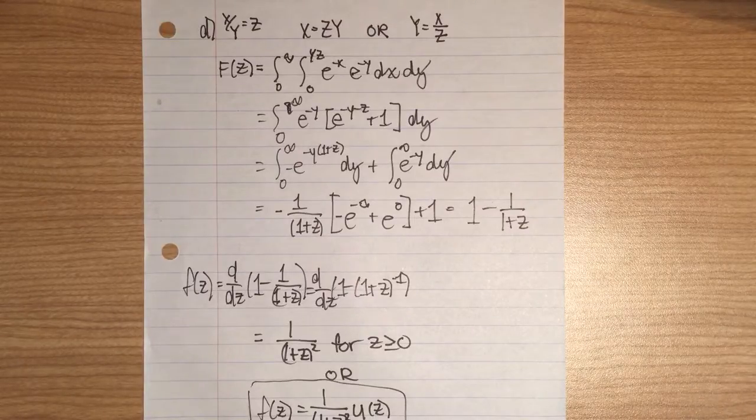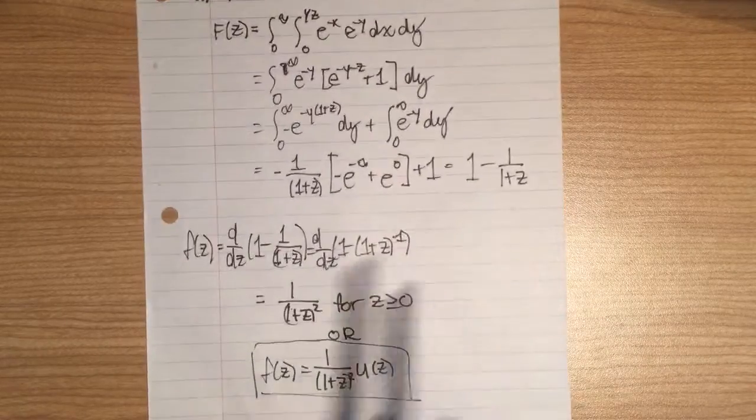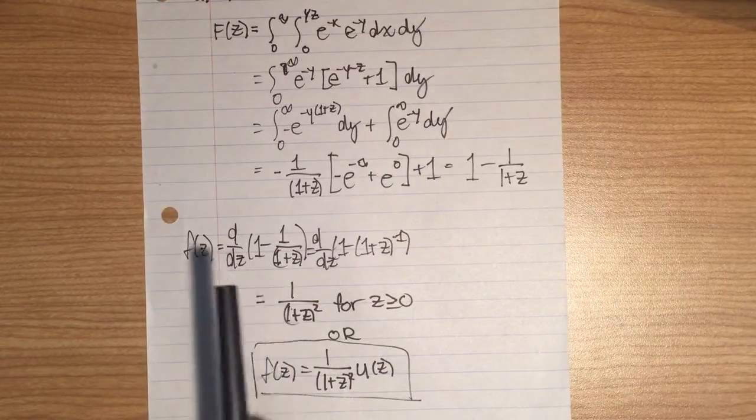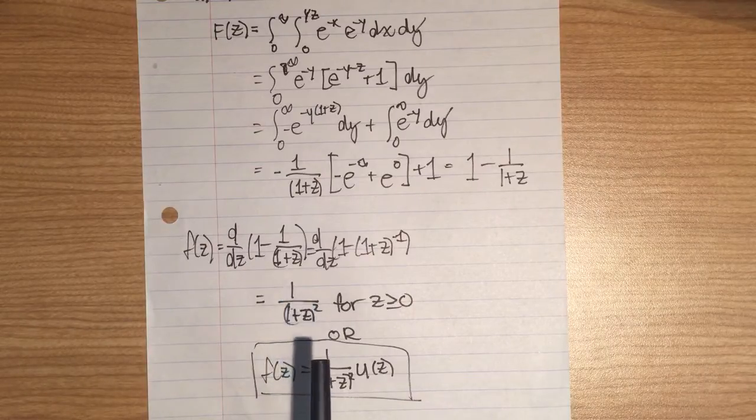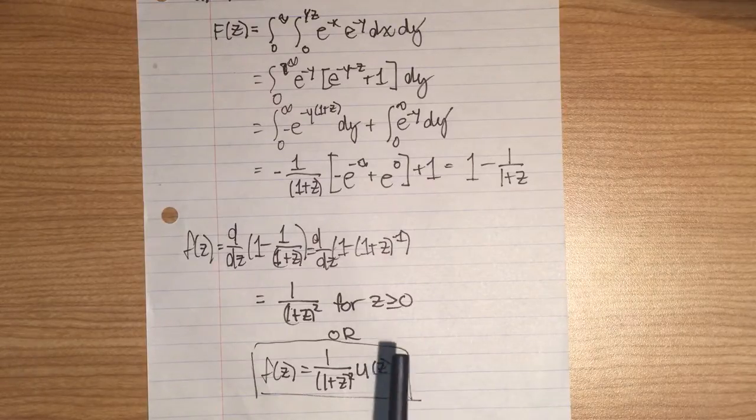So you evaluate the integral, and you end up with 1 minus 1 over 1 plus z as your probability mass function of z. You take the derivative of that over here, and you get 1 over the quantity 1 plus z squared for z greater than or equal to 0, or if you want to do the step function, which shows that everything is greater than or equal to 0, then you add the step function of u of z.